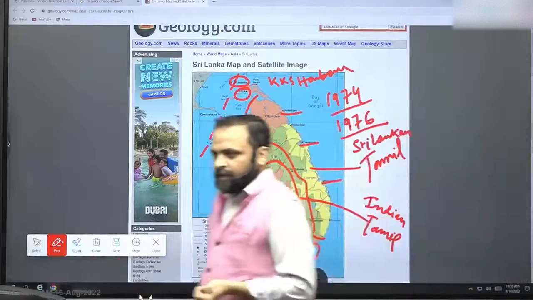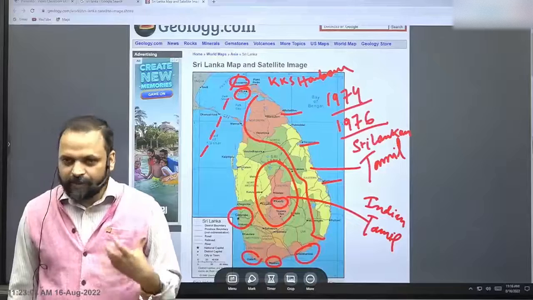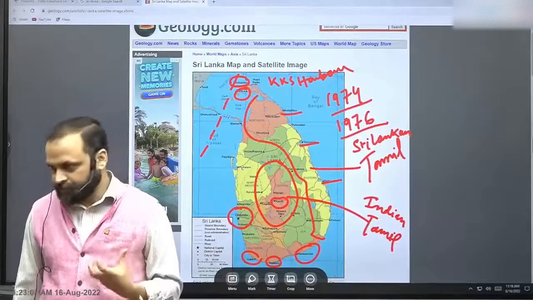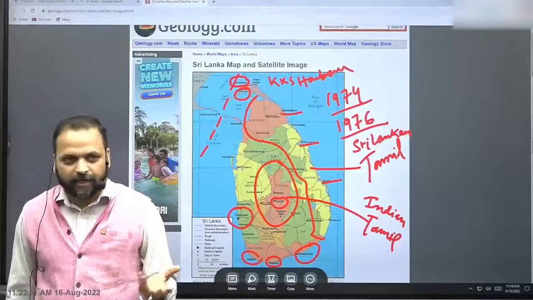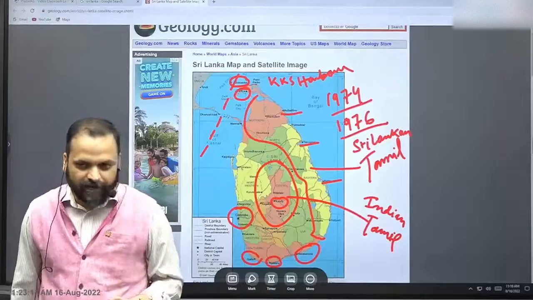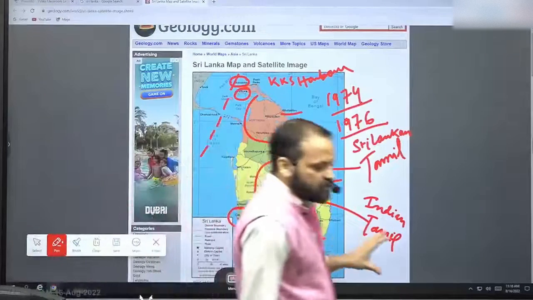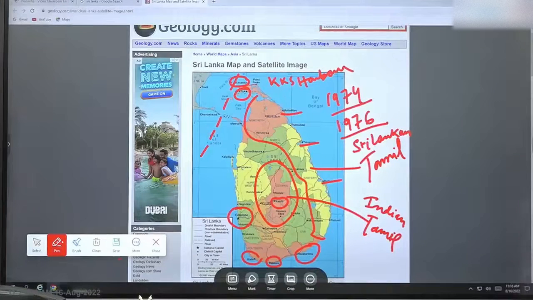Tamils claim an ancient origin, right? That they have been there in Sri Lanka for thousands of years. So it means that they are equal claimants of rights and privileges in Sri Lanka. The Indian Tamil community is the one which originated during the British period.